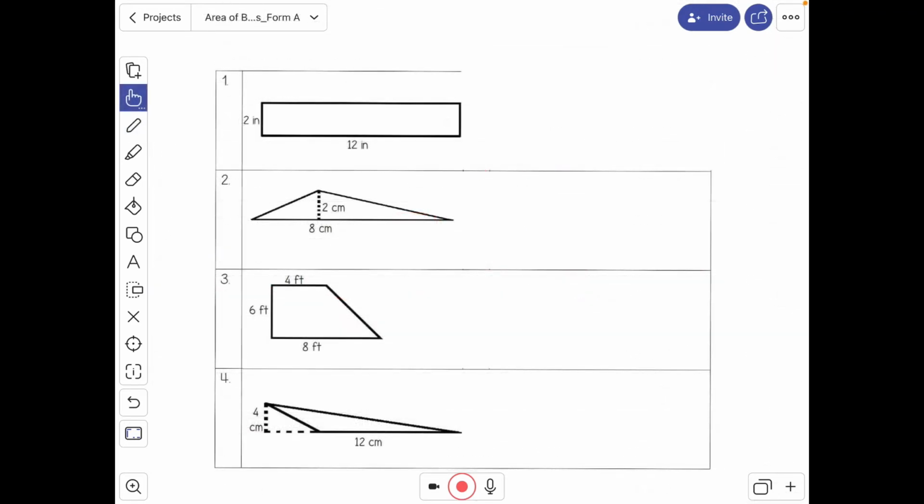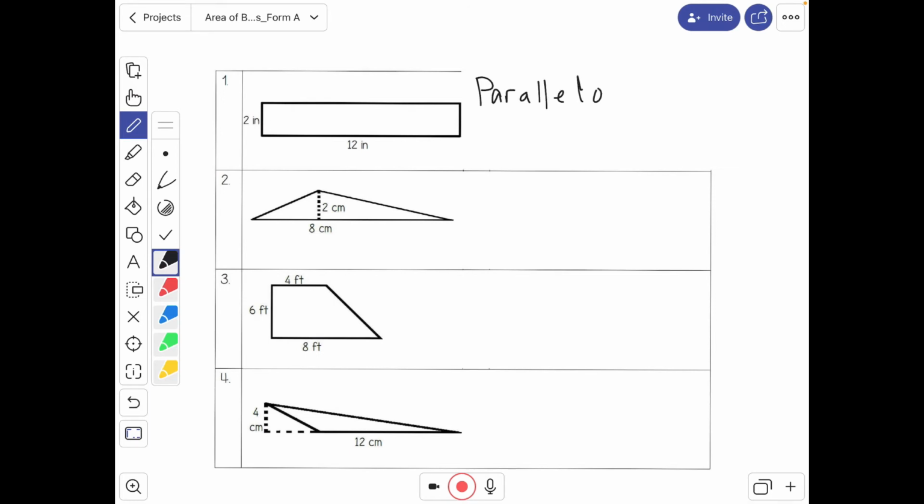For today's lesson, you're going to have 10 shapes. And the first thing is you're going to have to figure out what the shape is. So like on number 1, it is a rectangle, also known as a parallelogram. And you're going to have to use your chart and figure out what formula goes with parallelogram, which is the base times the height.